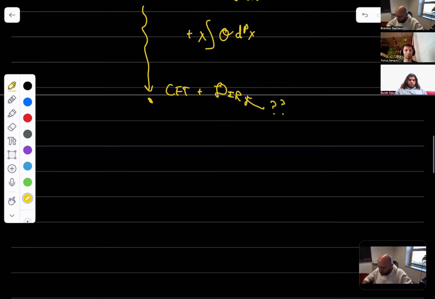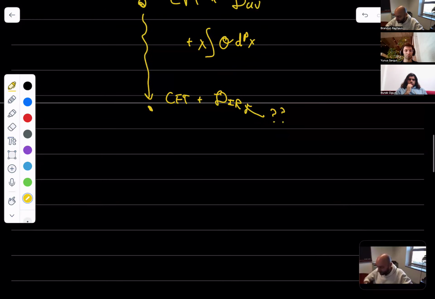I'm not particularly interested in the details of what this defect looks like. I'll mainly be interested in determining which of the following scenarios is realized. So there are a few possibilities.